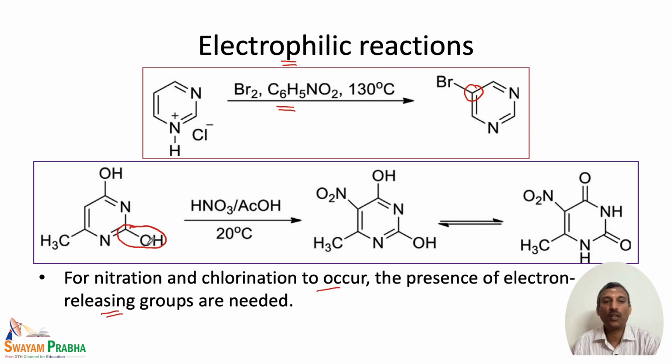So, here we have the hydroxy unit. Once the hydroxy unit is present in the pyrimidine unit, then this can actually undergo nitration reaction as shown here. So, we end up with the corresponding nitro derivative. So, for these kind of electrophilic reactions to occur, we do need an activated group that is present in the pyrimidine unit.